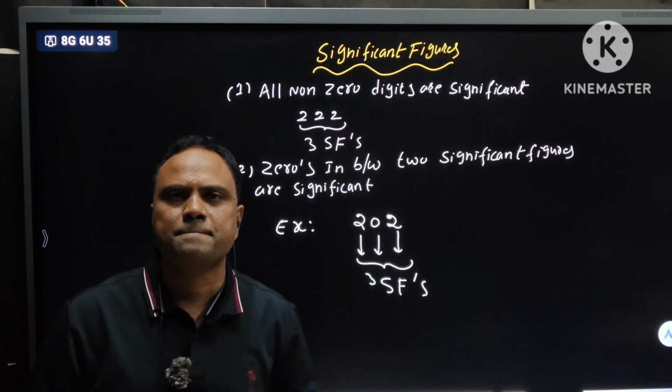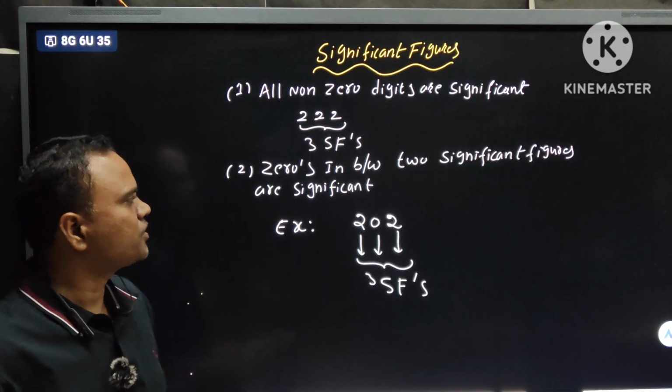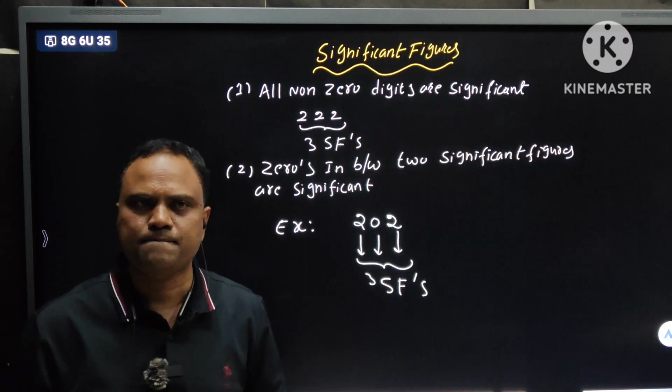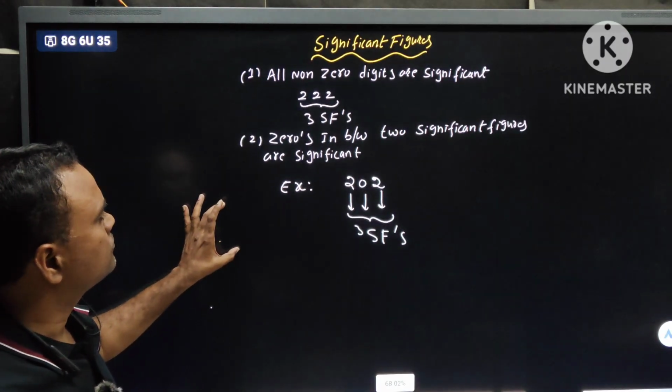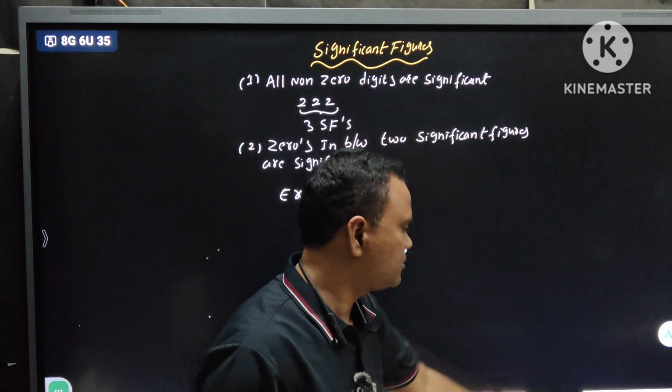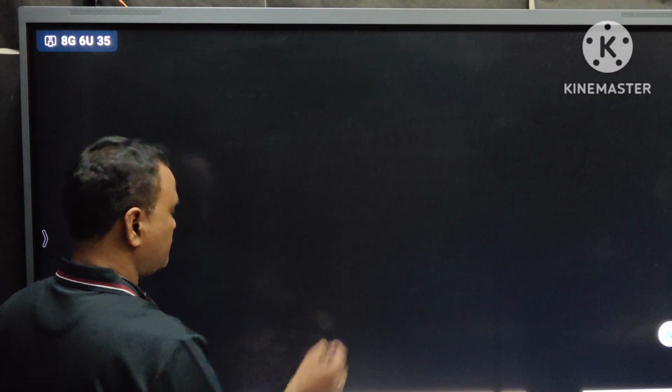Clear? Online students, 2 points. Okay, right. Next. I'll take another page. Third one.